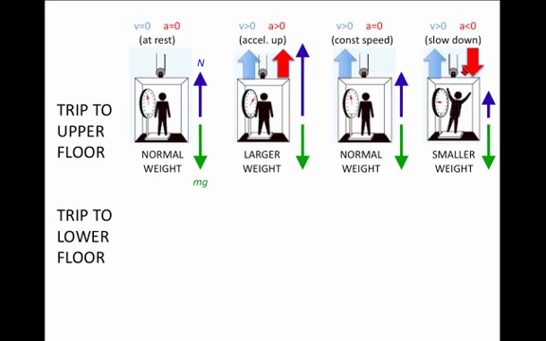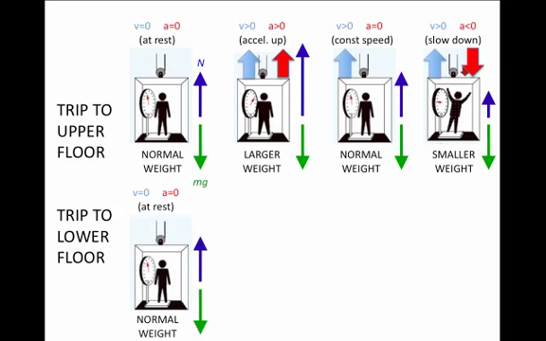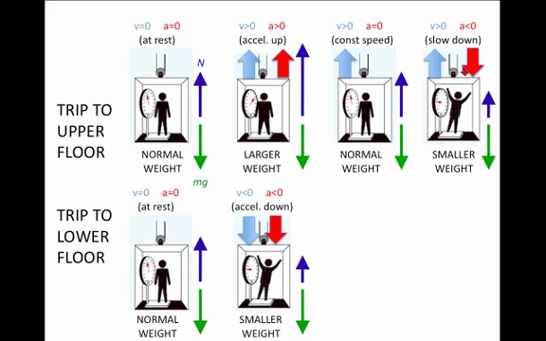Next began our trip to the lower floor from the upper floor of the building. Once again, we started at rest and we saw the person indicate his normal weight on the spring scale. And that's because when at rest, the acceleration was zero and the forces are balanced. The force of gravity pointing down is equal to the force of the floor pushing up, and the force of the floor was the typical value, 149 pounds for this particular person. But then the elevator started moving down, its velocity became negative, and in order to speed up, the acceleration has to be negative as well.